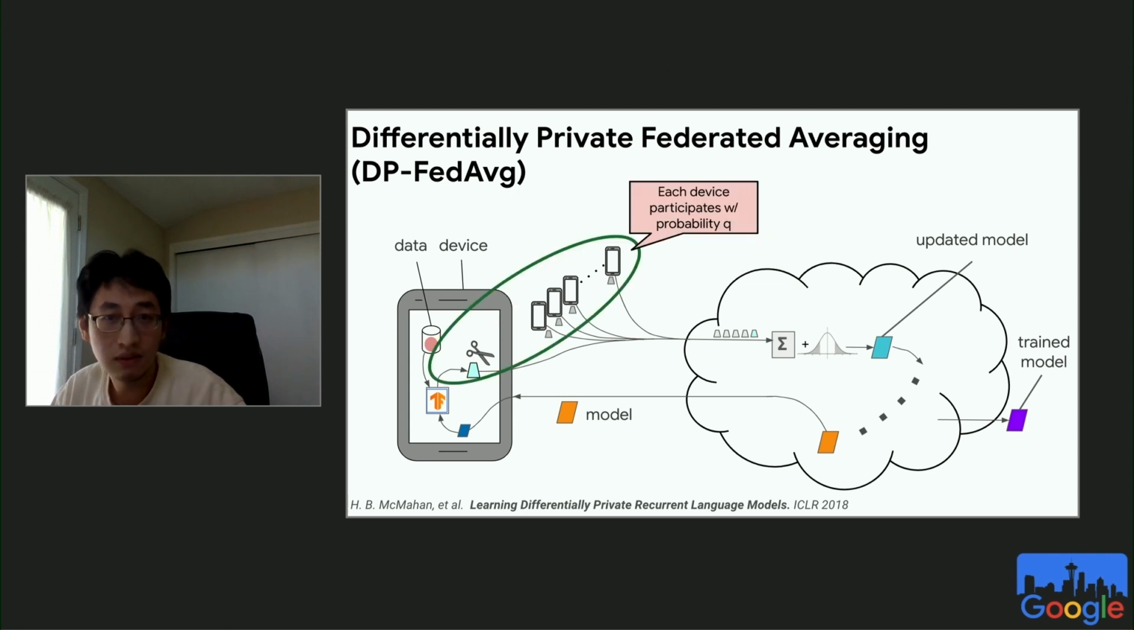And to get a good utility privacy trade-off for this DP federated averaging method, essentially it's like applying DPSGD on the server side. We rely on some sampling for privacy amplification. And that assumes that a device will participate with a probability Q. Next slide, please.